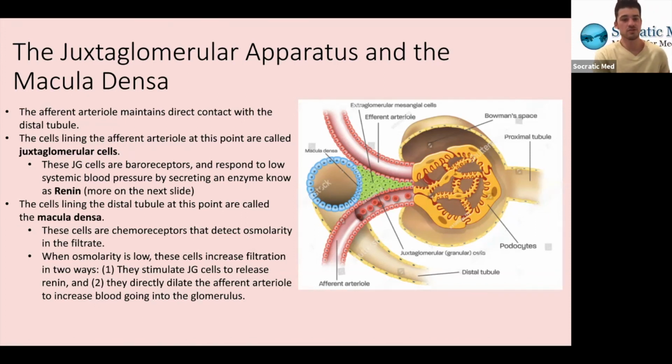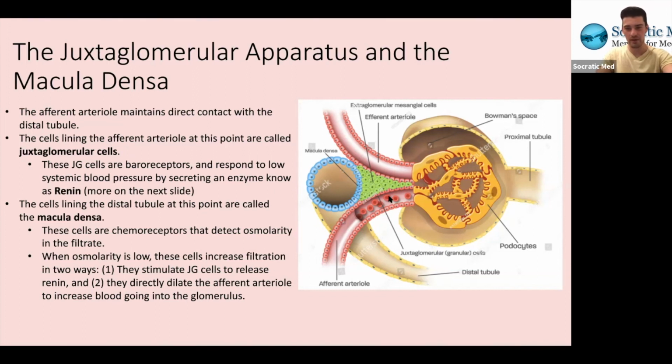Okay, so the cells lining the afferent arteriole at this point are called the juxtaglomerular cells. So you can see these little red cells lining like these little epithelial cells. The green mesh, the extraglomerular mesangial cells, I wouldn't pay attention to those in my studies and in my MCAT experiences. I've never come across anything with them. So I think it's probably just out of the scope of the MCAT. So don't get too caught up over there.